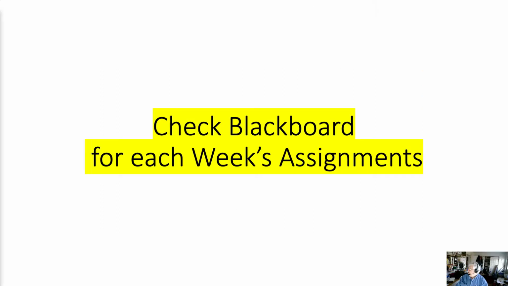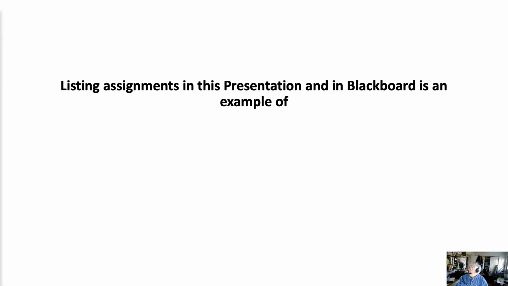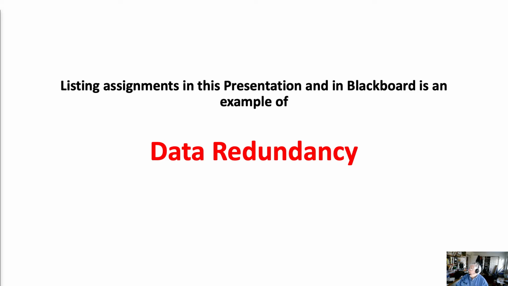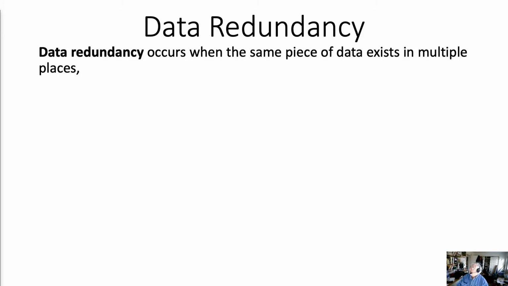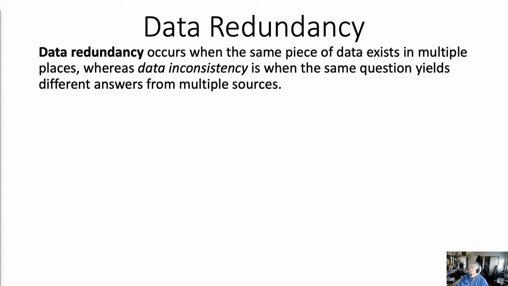For each week's assignments, and it's a good example, listing assignments in this presentation and in Blackboard is an example of data redundancy, and that's one of the things that you need to avoid anytime you're working with data. Data redundancy occurs when the same piece of data exists in multiple places, whereas data inconsistency is when the same question yields different answers from multiple sources.